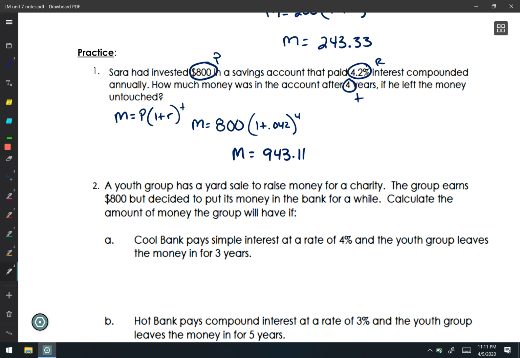So again, you're borrowing $800. When you pay it back after 4 years, you're going to end up paying back $943.11.